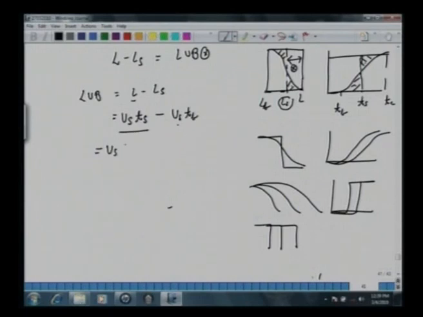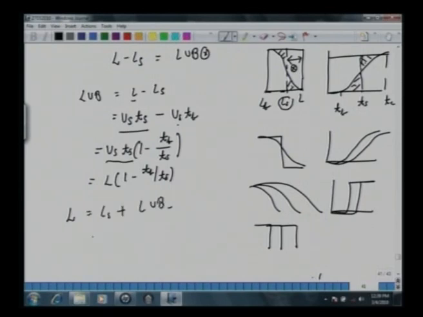We take common US TS. We have 1 minus TB over TS. US TS is, note down again, L, the total bed length is L here. 1 minus TB over TS. Or we can write L equal to LS plus LUB. We can also write MTZ as approximately twice of LUB.